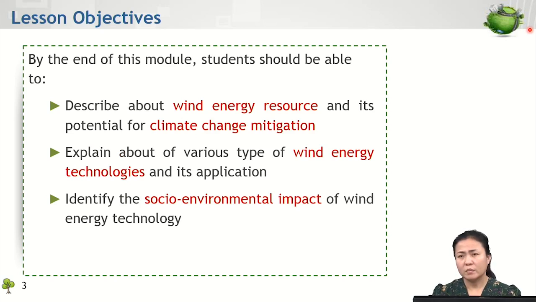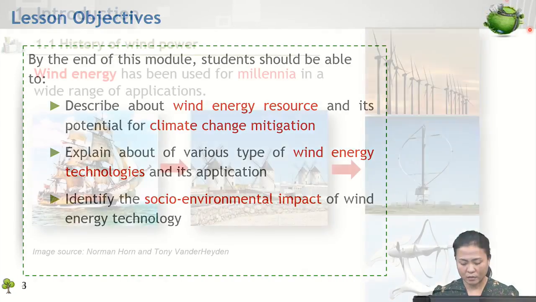By the end of this module, you should first be able to describe wind energy resource and its potential for climate change mitigation. Then you should also be able to explain various types of wind energy technology, along with its application, and also identify the socio-environmental impact posed by wind energy technology.